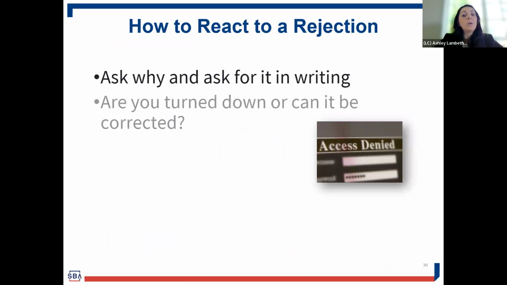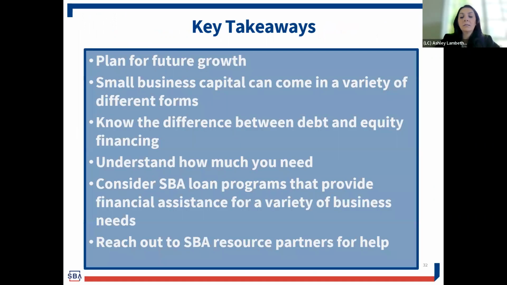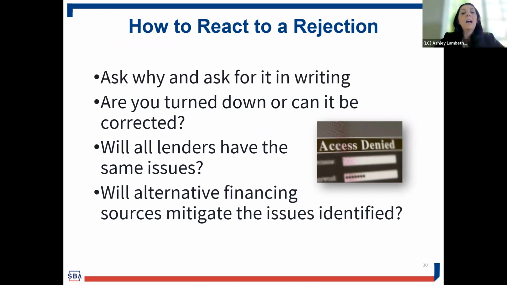So what happens if you are rejected for a loan? You want to ask why and ask for it in writing. Lenders have to respond to you and give you a reasonable explanation for why. And this can help you to fix that in the future. So if you find out exactly why, then you can start working from there. So can it be corrected? Will all lenders have the same issues?